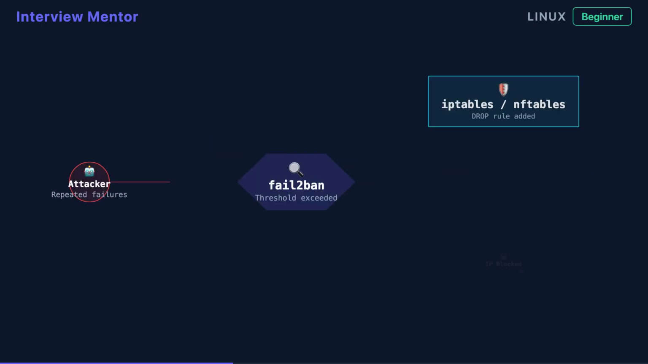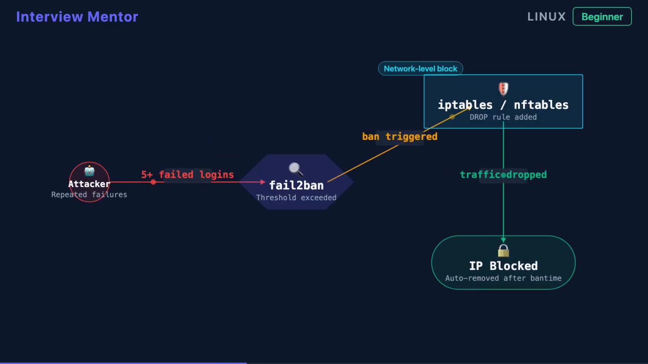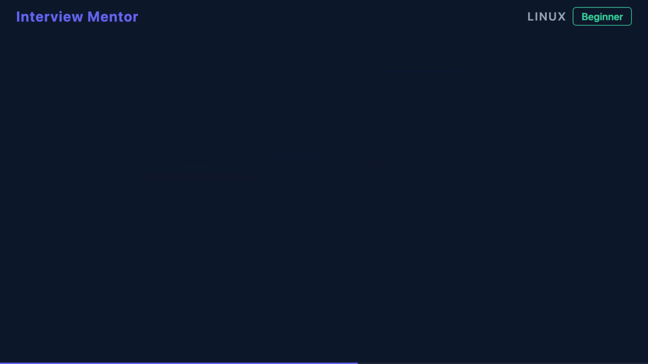The moment Fail2ban crosses the failure threshold, say 5 failed logins from one IP, it automatically creates a firewall rule using iptables or nftables to block that address entirely. The attacker is cut off at the network level before they ever reach your application. Once the configured ban duration expires, Fail2ban removes the rule on its own.